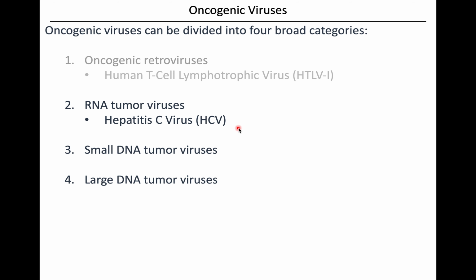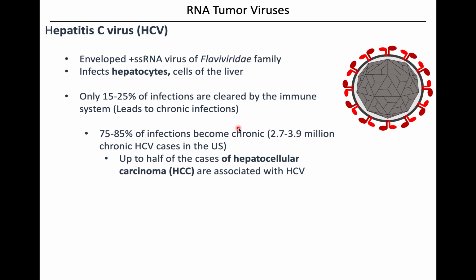All right, our second group is the RNA tumor viruses, which is in humans so far just hepatitis C that's linked to cancer. Hep C is a positive sense, single-stranded RNA virus, Flaviviridae family. When you think hepatitis, you probably think liver. So it shouldn't be surprising that Hep C primarily infects hepatocytes, which are those liver cells.